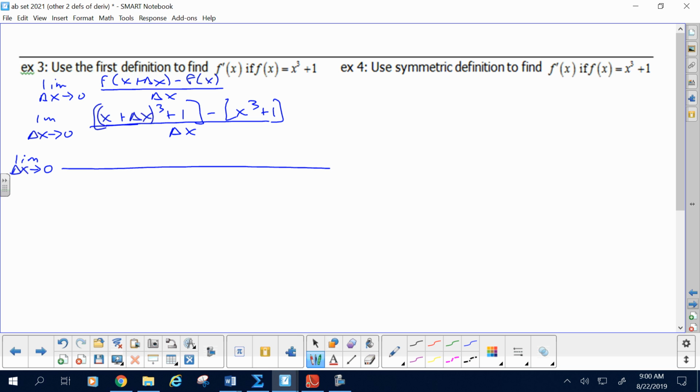So this is a binomial because it's two terms. And when you expand it, remember all that Pascal's triangle and all that? Okay. In the interest of time, let's focus on the calculus. The expansion of that is x cubed plus 3x squared delta x plus 3x delta x quantity squared plus delta x quantity cubed plus 1. And then if you distribute negative.